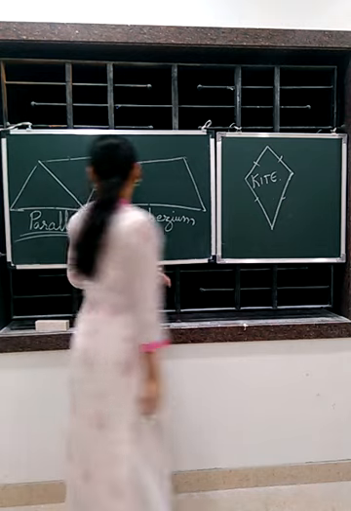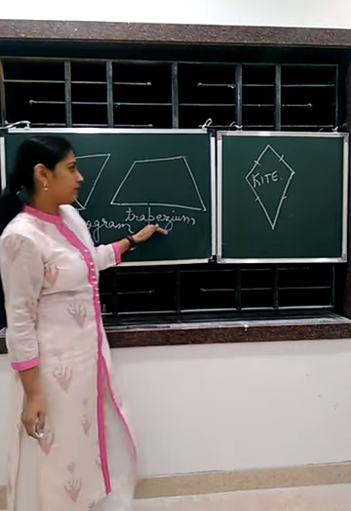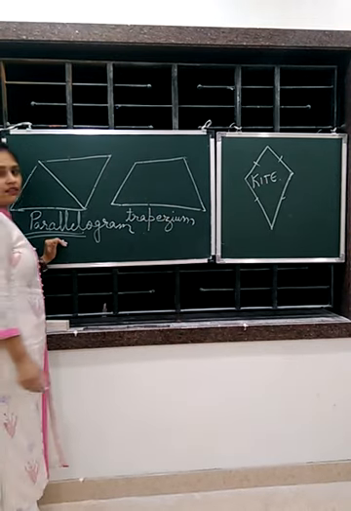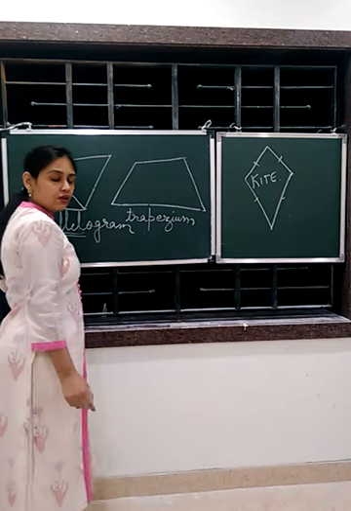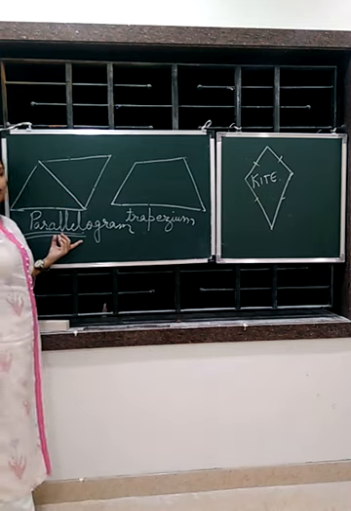Okay, so we studied three types, that is trapezium, kite and parallelogram. These are the three different kinds of quadrilateral. There are certain properties of parallelogram also.